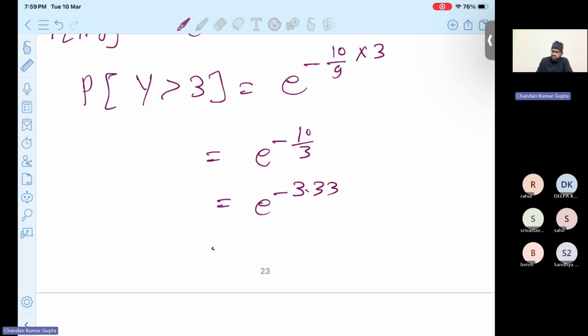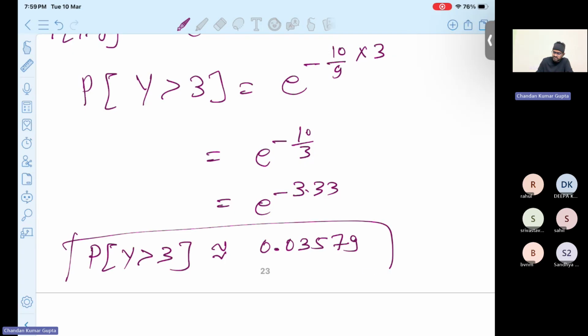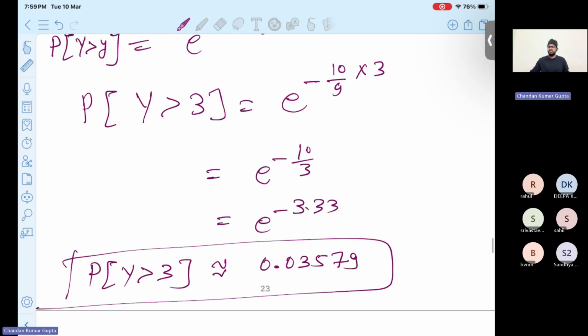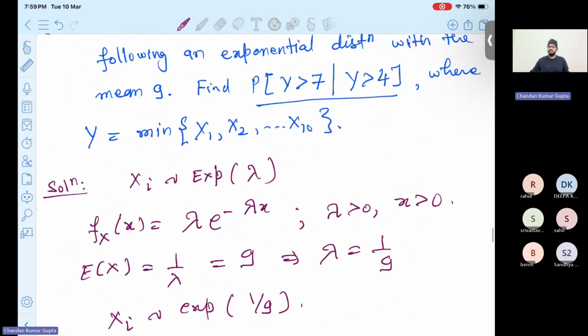You will solve this and may find approximately 0.03579. The probability that y is greater than 3 comes out to be this. Is it okay up to this point? Is there any doubt? Anyone have any doubt? Anything he or she wants to ask?